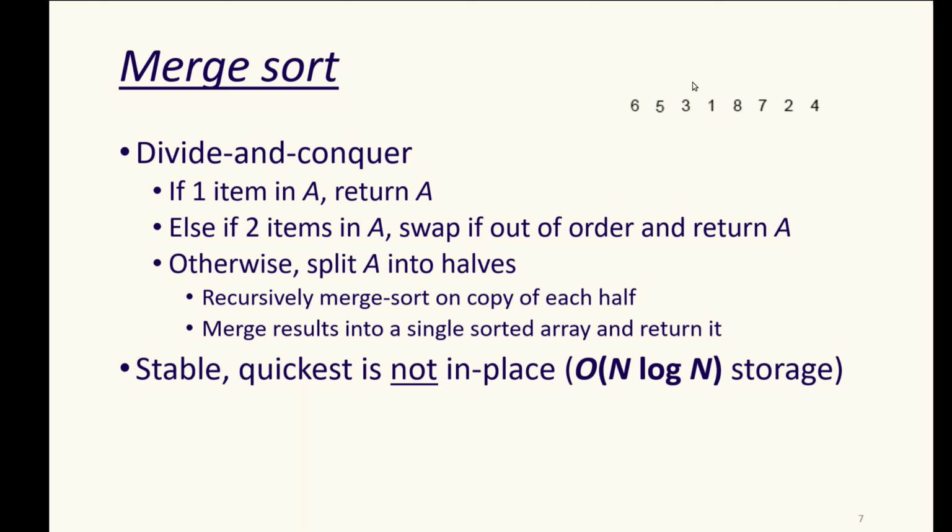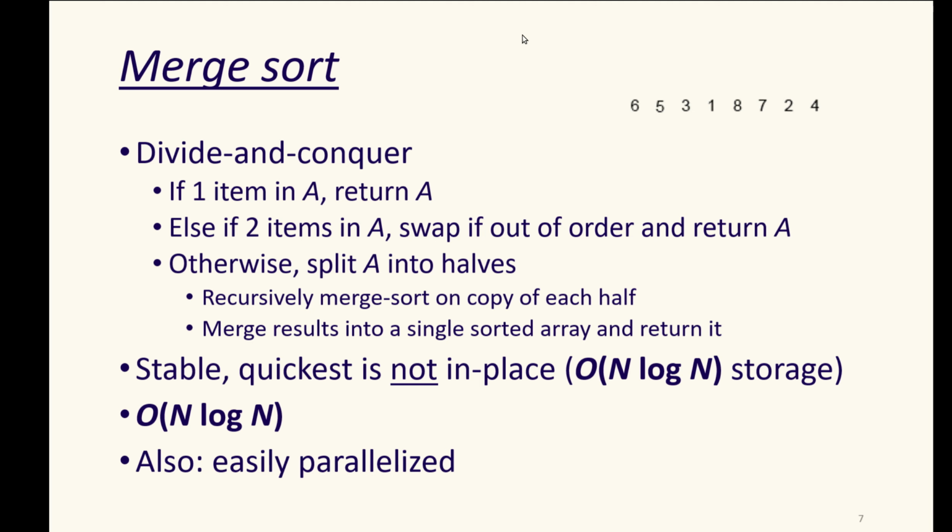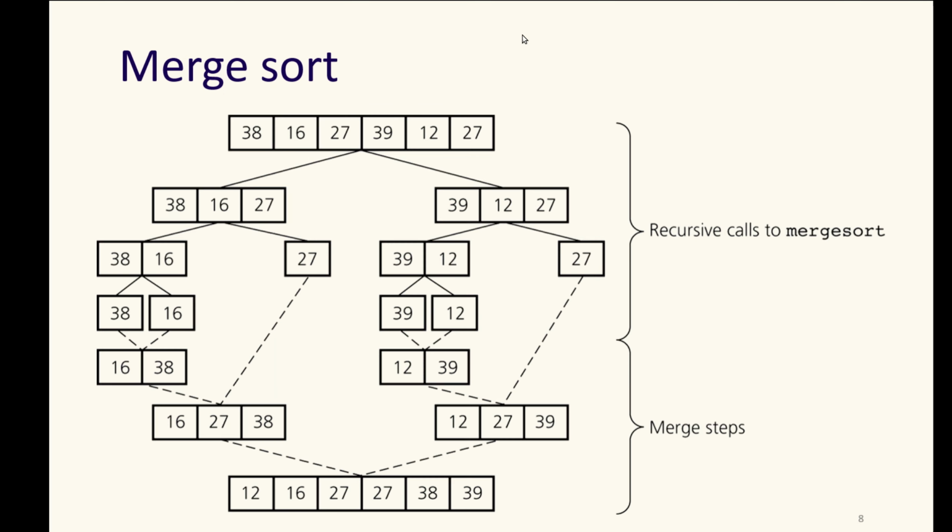So it is stable. It is written fastest if it's written not to be in place. You can do merge sort in place, but it gets more complicated and you have to do more checks of things. It's easiest if you copy off those portions of the array and then you merge them back into a full-sized array. But it's O of n log n, which is a better category of behavior to be in than the n squareds we've been seeing so far. It is also very easy to parallelize, meaning run it in different threads or different processes to handle different portions of the array. So here's a visual for merge sort.